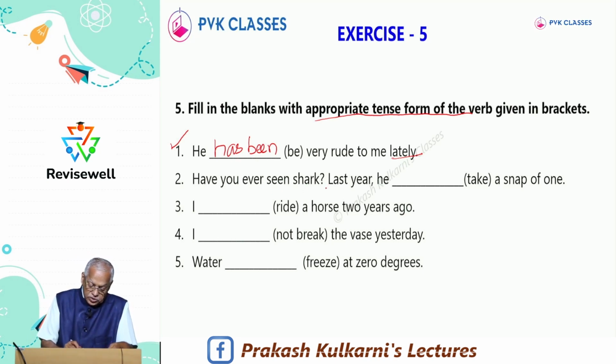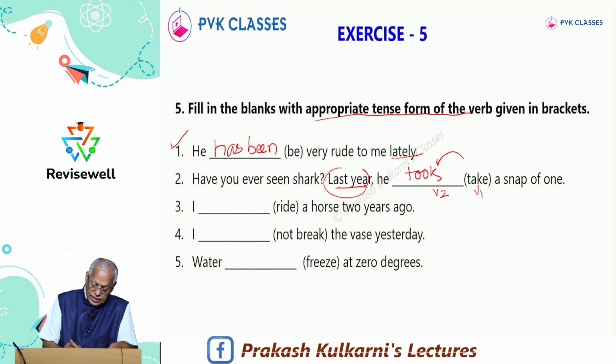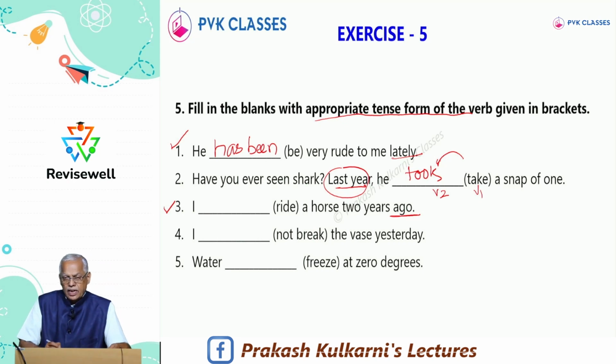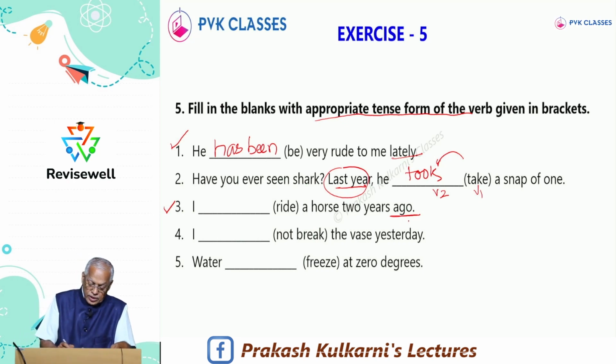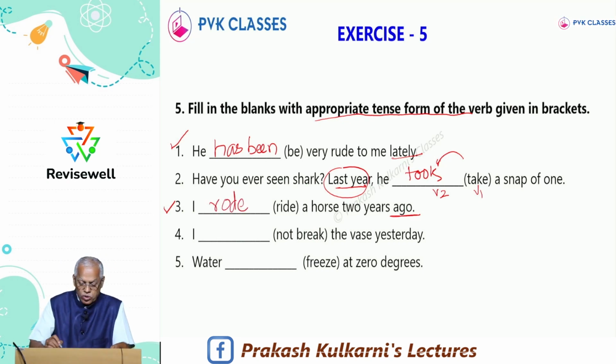Have you ever seen a shark? Last year he took, look, last year is there. He took a snap of one. Take, took. Now this is a V1 verb and here it is a past tense verb because last year indicates past tense. And third sentence, I dash ride a horse 2 years ago. I rode a horse 2 years ago. 2 years ago indicates past tense. Ride, rode, ridden. Past tense. So it is a past tense.